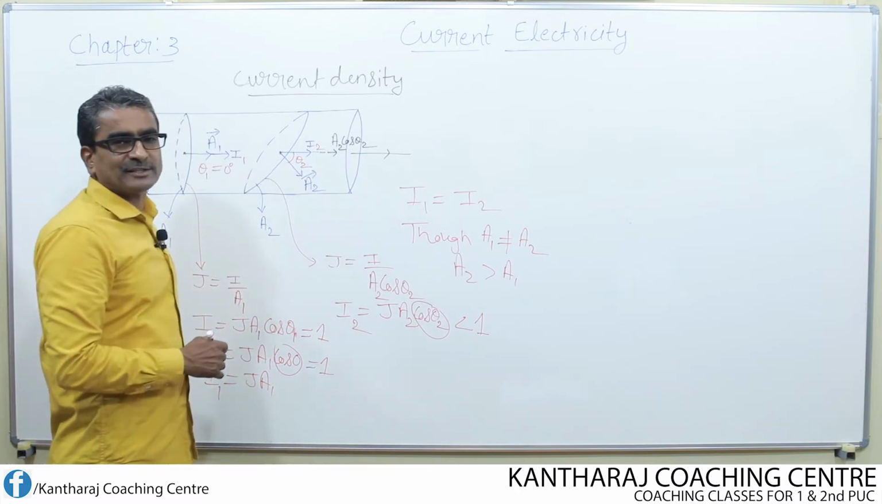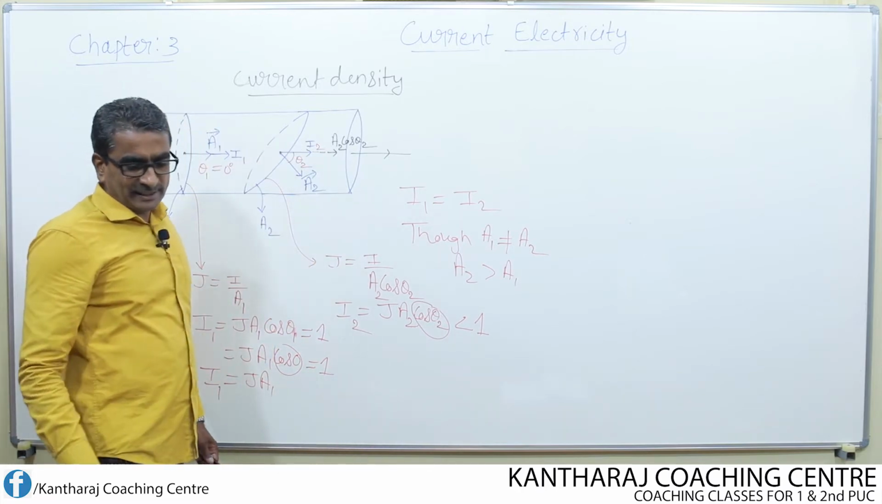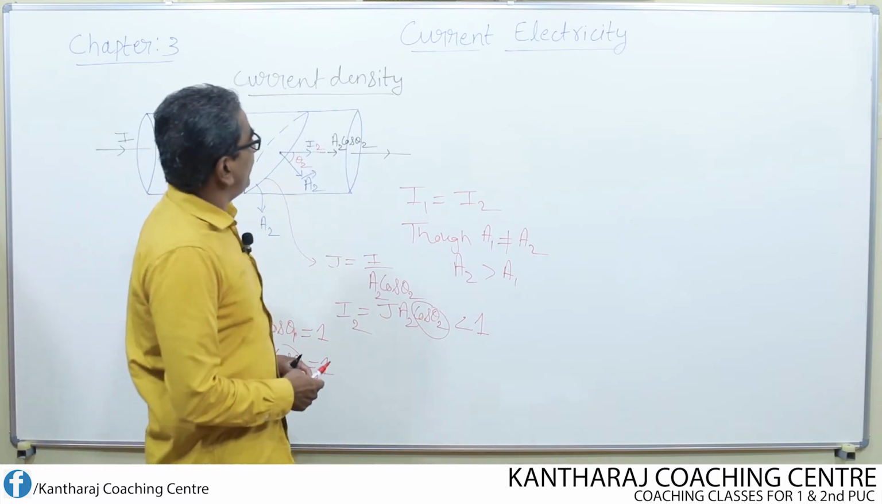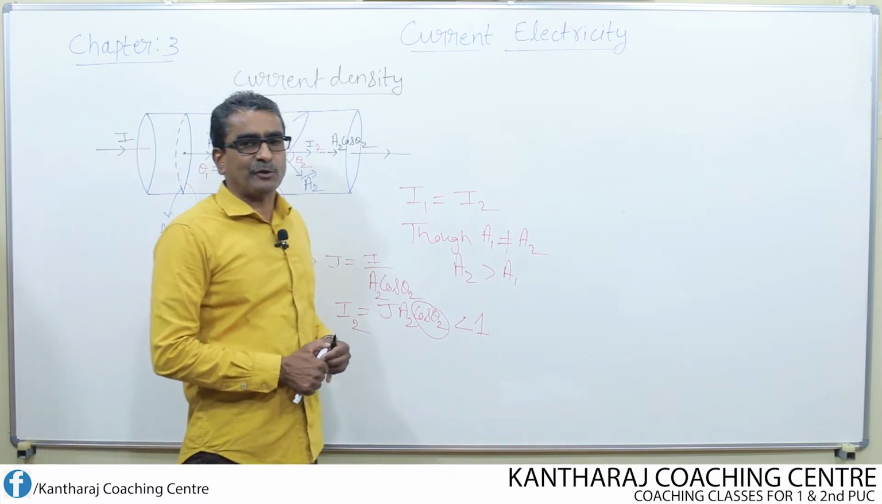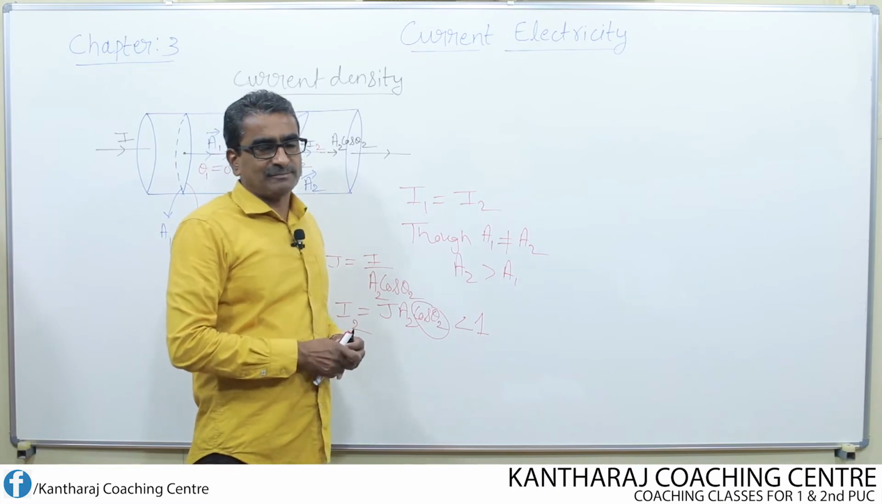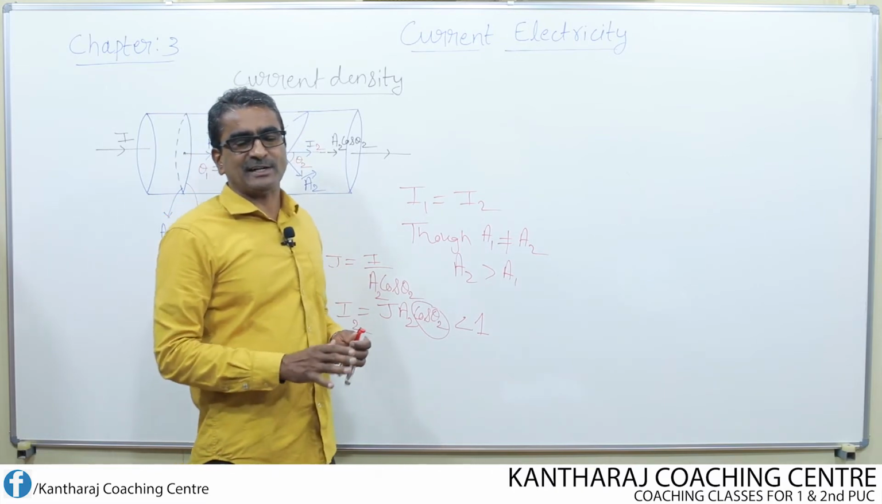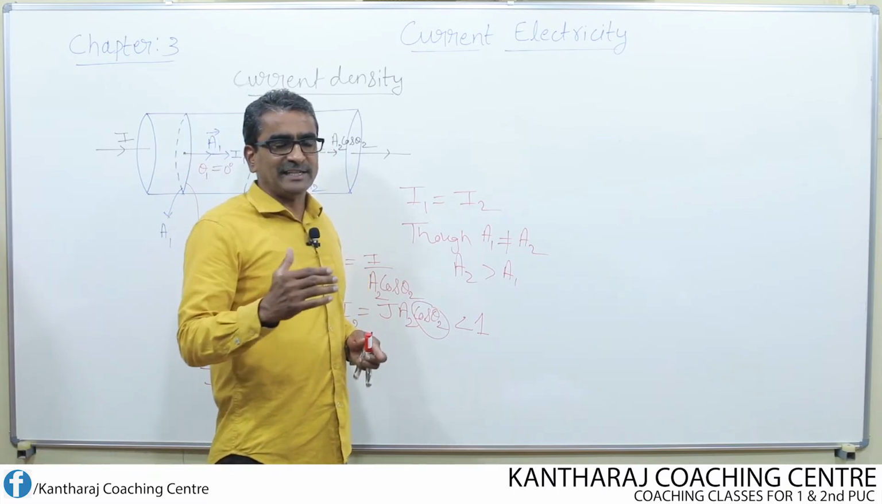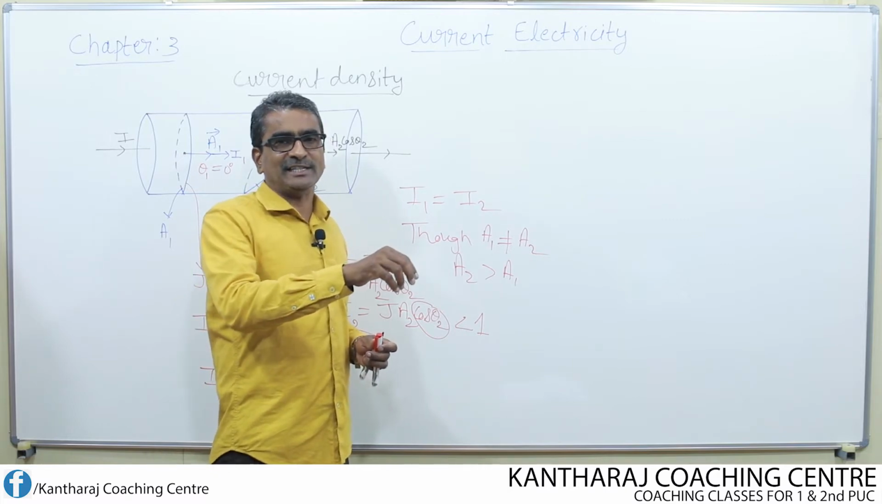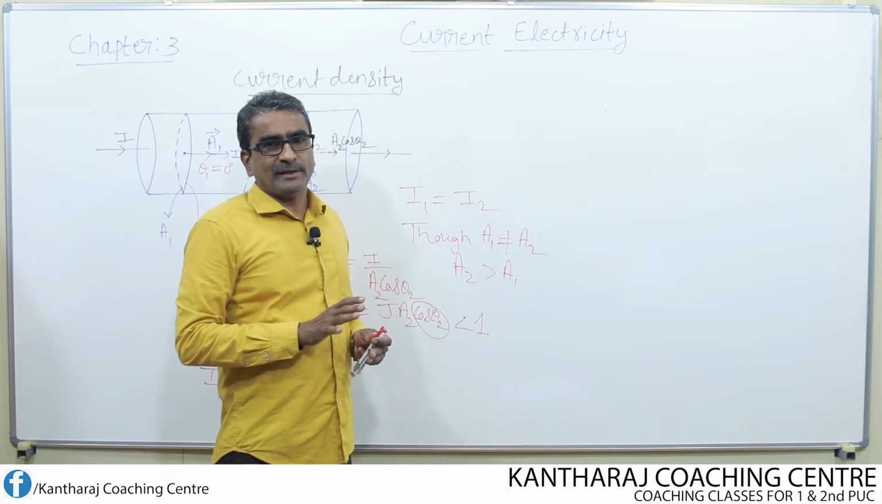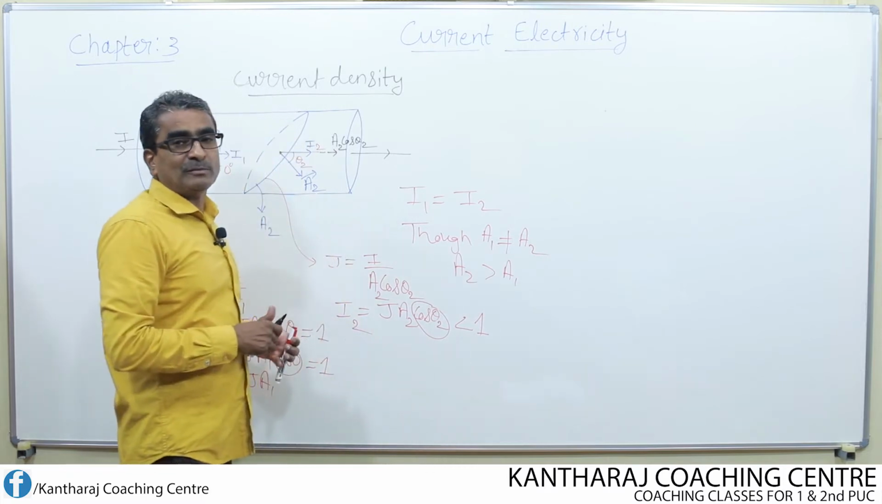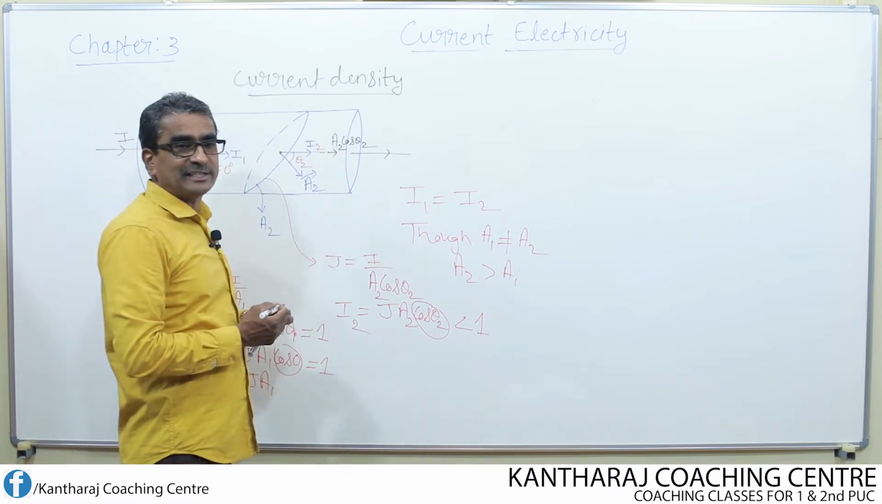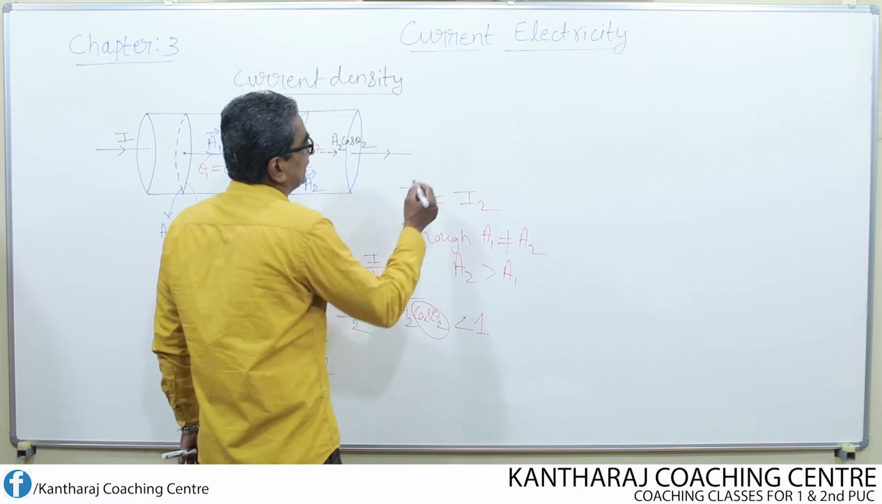See, this aspect with respect to current density is required from the competitive examination point of view, not for your board exam. In the board exam, if you just understand what is meant by current density and what the direction of current density is, that's sufficient. Then we must know one more thing, that's the SI unit of current density. What is the SI unit of current density here?